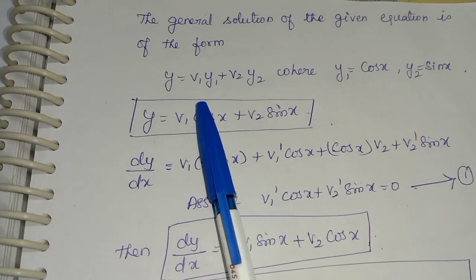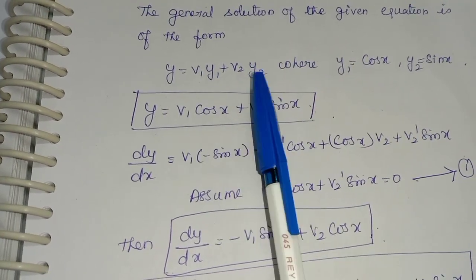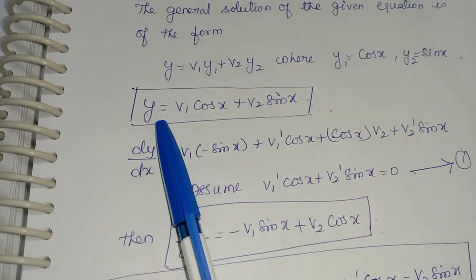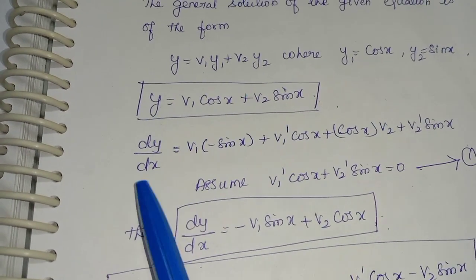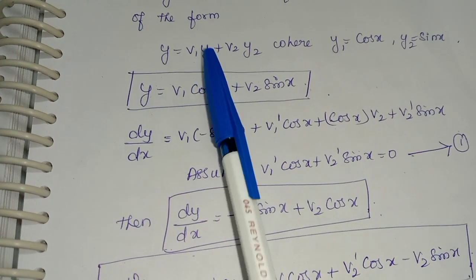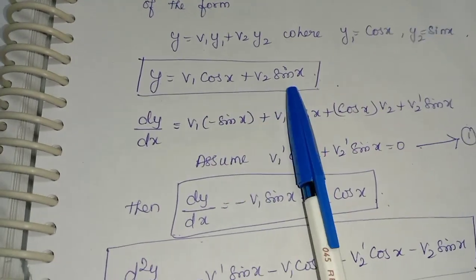So the general solution will take the form y equal to v1 y1 plus v2 y2, where v1 and v2 are not constants, they are also functions of x. So from this y, let us find what is dy by dx. So y is equal to v1, what is y1? Cos x, and y2 is sin x. So v1 cos x plus v2 sin x.